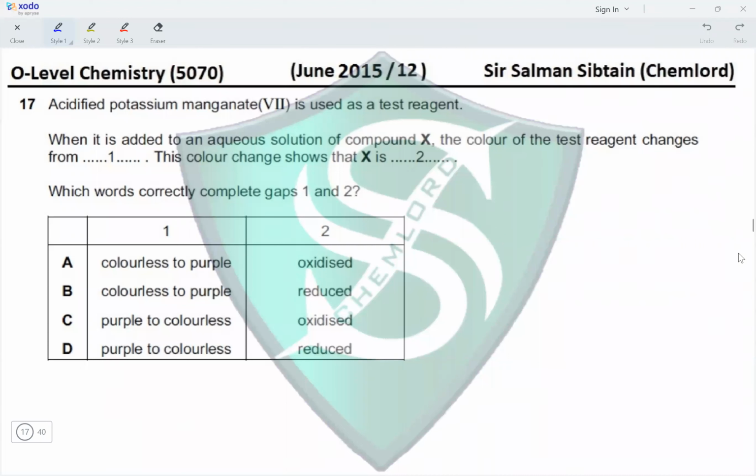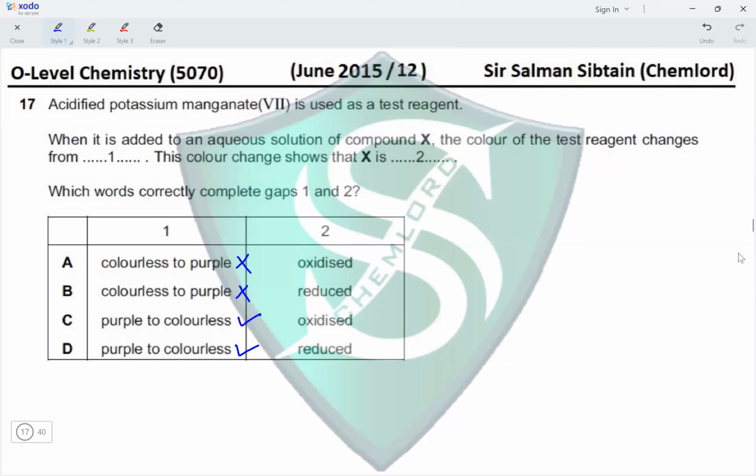Question 17. Acidified potassium manganate(VII) is used as a test reagent. When it is added to an aqueous solution of compound X, the color of the test reagent changes from dash. This color change shows that X is dash. Okay. So if acidified potassium manganate(VII) is used, its own color is purple. And when it is added to compound X, the color changes. So the color change would be purple to colorless. This eliminates options A and B.